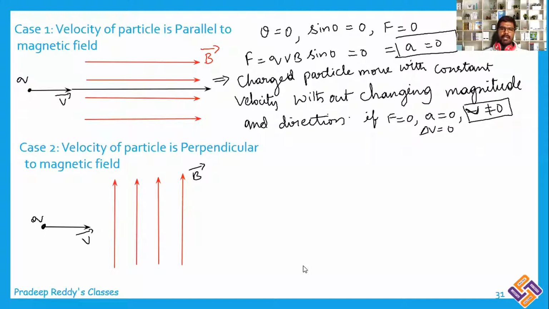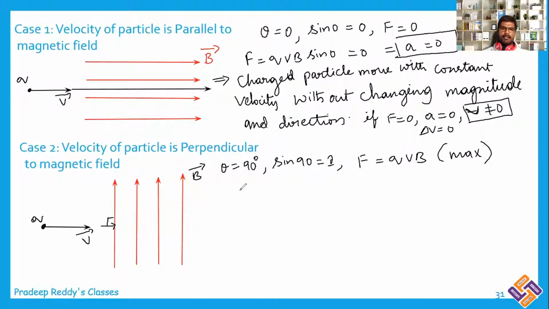That's number one. Now coming to number two, the velocity of the particle is perpendicular to the magnetic field. The magnetic field is upward, and the velocity is perpendicular to B. As we know, theta is equal to 90 degrees. Sine 90 is equal to 1. Therefore, F is equal to QVB, which is maximum.